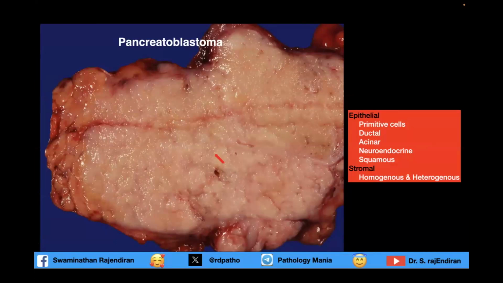Pancreaticoblastoma, it happens in young age group. It's like a Wilms tumor, so it will have epithelial and stromal component. The epithelial component can be primitive, can be ductal, can be acinar, can be neuroendocrine, and squamoid eddies are very, very characteristically seen in pancreaticoblastoma. The stroma can be homogeneous or heterogeneous.